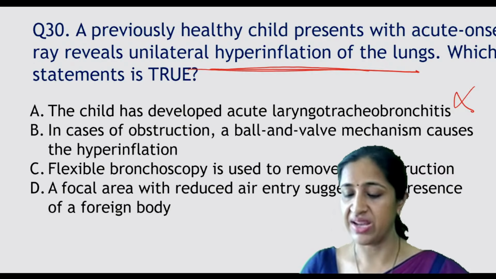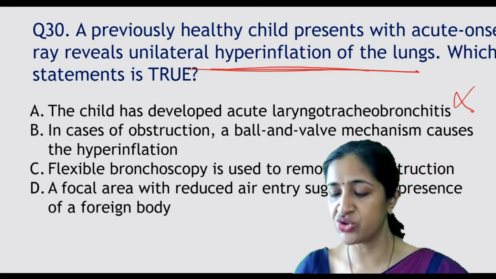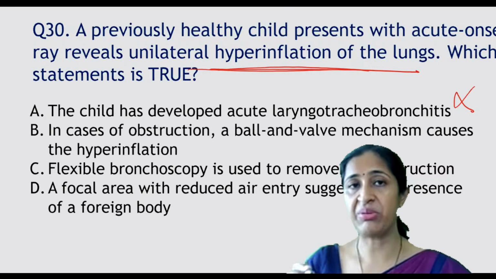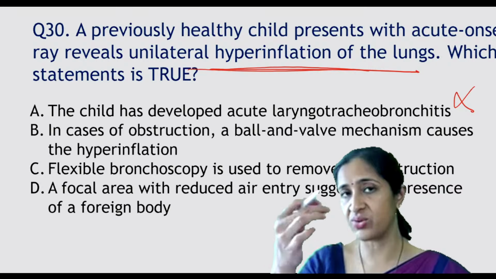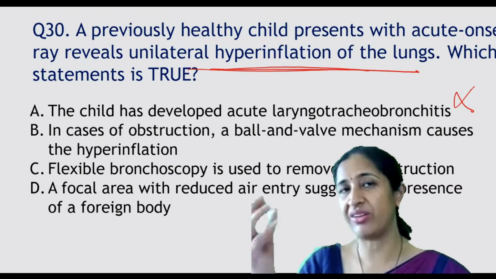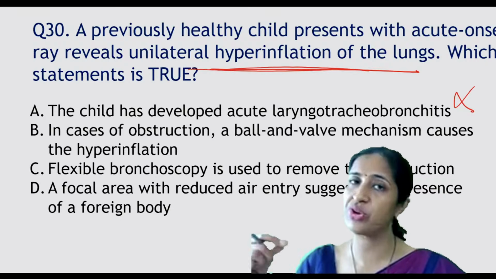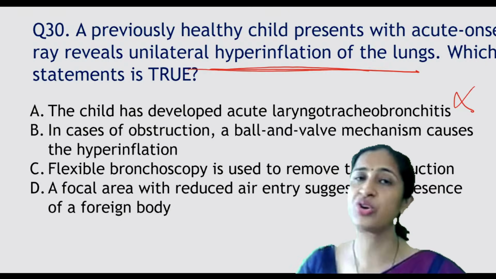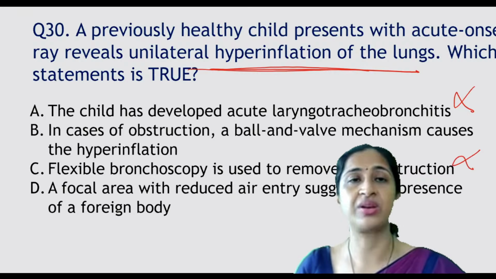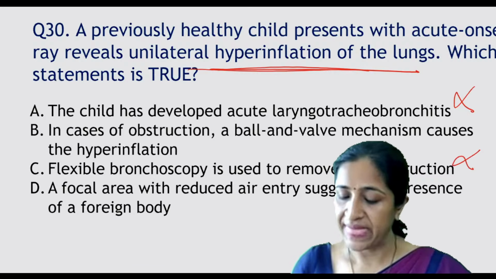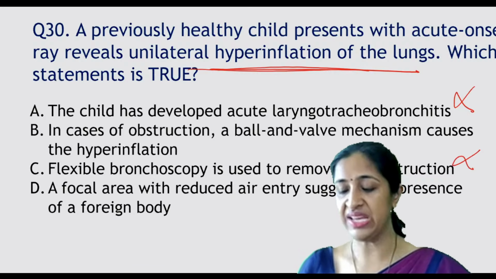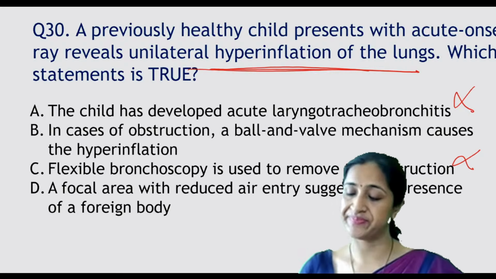We'll come to that. A flexible bronchoscopy is used to remove the obstruction. Now remember, flexible bronchoscopy is only for bronchoalveolar lavage. We do not use flexible bronchoscopy to remove the foreign body, because your forceps will not go through it. So flexible bronchoscopy is wrong. A focal area with reduced air entry suggests presence of foreign body.